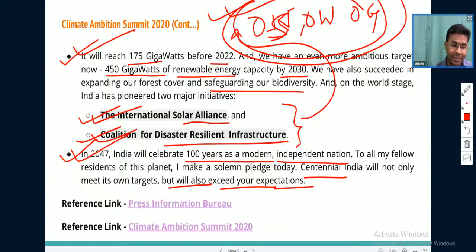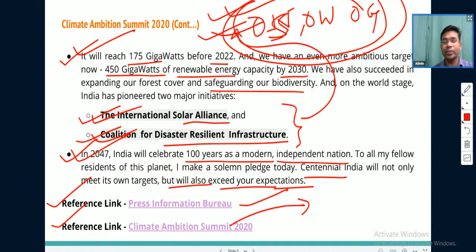This initiative is still in the consultation stage, but in the near future we may see this conceptualization actually materialize. If you want to learn more, you can follow this reference link from the Press Information Bureau, and you can also visit this reference link. It will take you to the Climate Ambition Summit 2020.